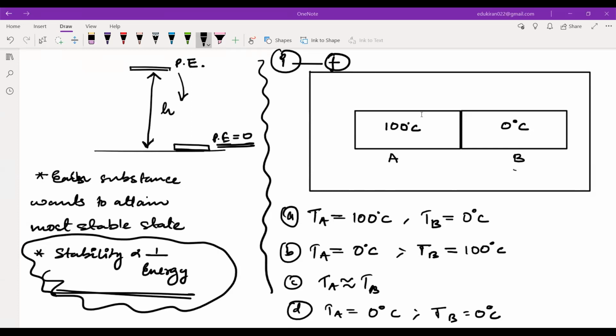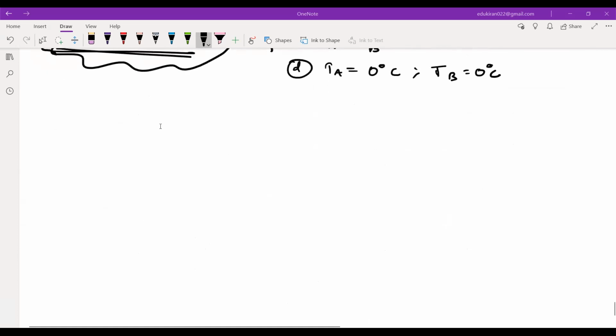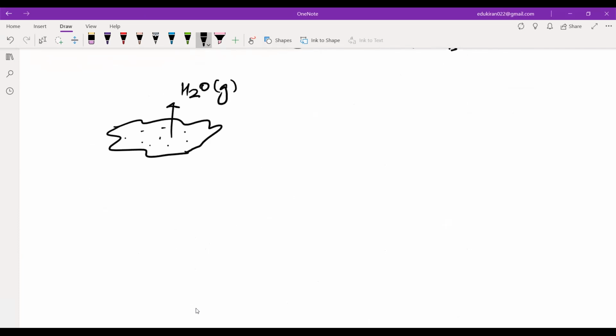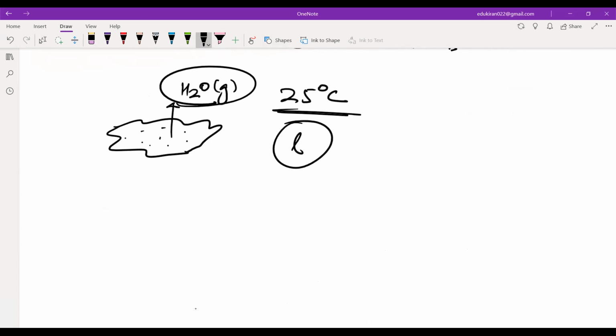Can you elaborate on this and explain how this happens? Liquid gets converted into vapor just below its boiling point. So why does this happen? Actually, there is water and water is turning into H2O gas, but the temperature is 25 degrees Celsius. So at 25 degrees Celsius, this water should be in liquid state. Yes or no? Yes, sir. But it gets converted into gas.